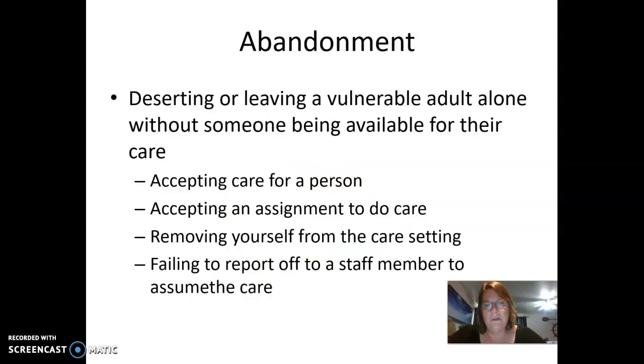Abandonment is something you want to be very careful with because we don't always think of abandonment as abuse, but it actually is. That's deserting or leaving a vulnerable adult alone without someone being available for their care. So if you accept care for a person, let's say we give you a patient assignment, Mr. Smith and Mr. Jones in that room, and you accept the care for that person, you've accepted the assignment to do that care.